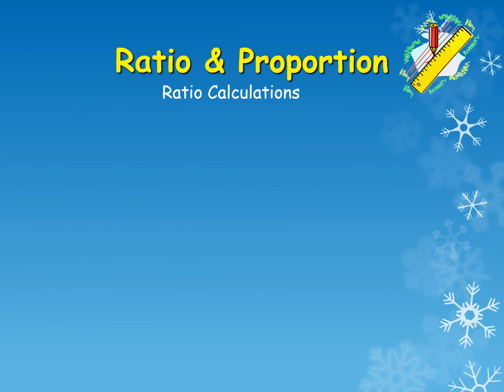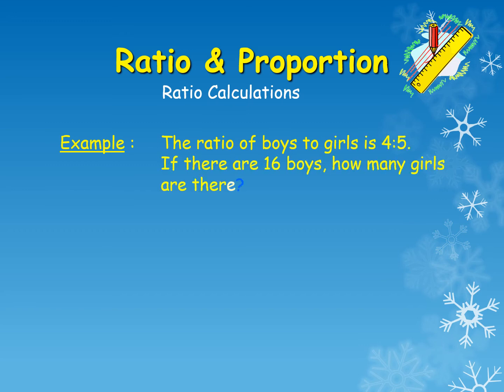Now let's move on to ratio and proportion. So under ratio calculations, the ratio of boys to girls is 4 is to 5. If there are 16 boys, how many girls are there? To solve this easily, we use the table. So the ratio of boys to girls is 4 is to 5, and then under the boys, we have 16.